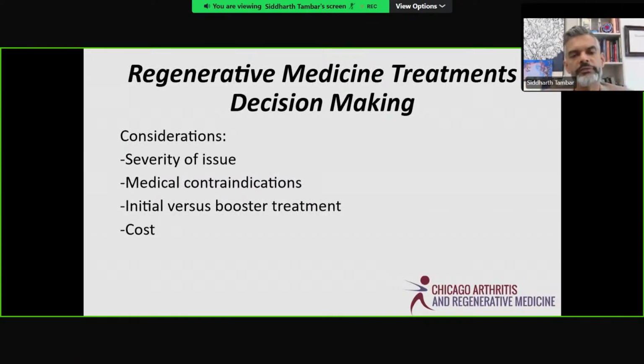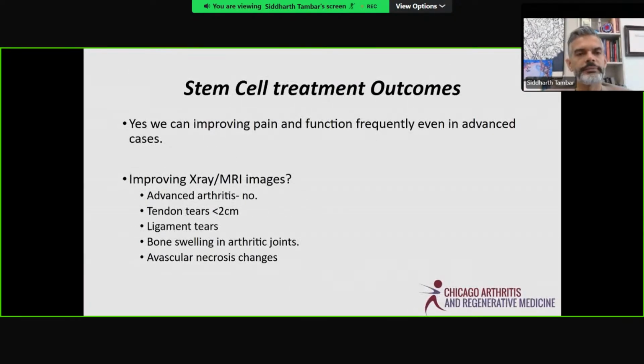When it comes to decision-making for RegenMed treatments, we need to think about the severity of your issue in terms of, are you amenable to treatment? What treatment should we use? Bone marrow for more advanced things, platelets for more moderate things, and prolotherapy for more mild things. There's always some potential medical contraindications that your physician should be thinking about. Understand that you may get one treatment, let's say a bone marrow stem cell treatment. A couple of years later, you may get a booster treatment. That may not be stem cells, that may just be platelets. And of course, keep in mind cost as well can affect some of your decision-making here.